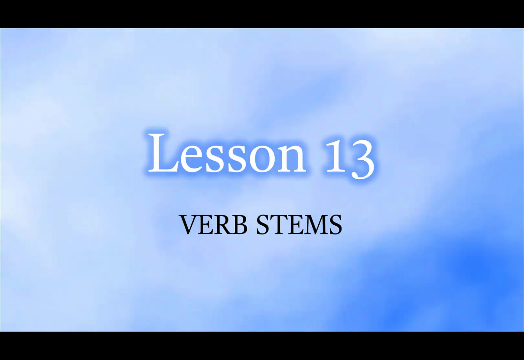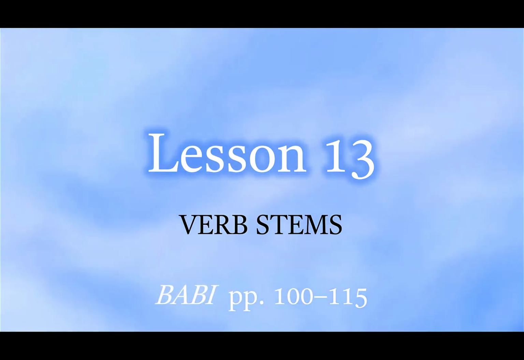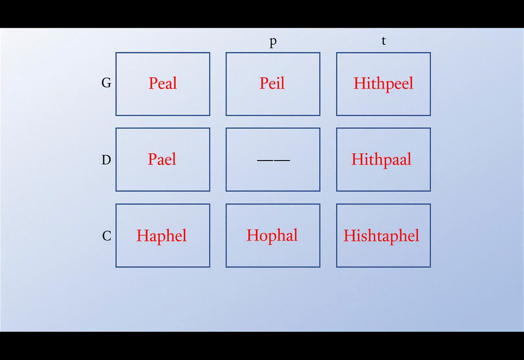This is Lesson 13, Verb Stems, and more information on this topic can be found in Biblical Aramaic for Biblical Interpreters, pages 100 to 115. We're going to be making use of the basic 9-cell grid that we had introduced in previous lessons. As we remember, there are 3 rows with their columns.